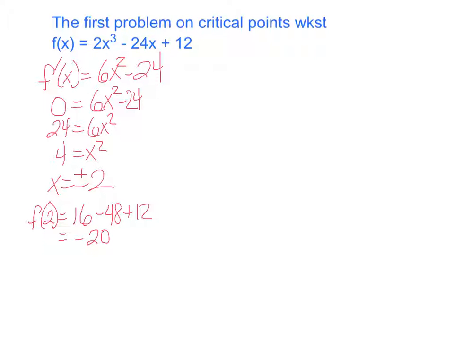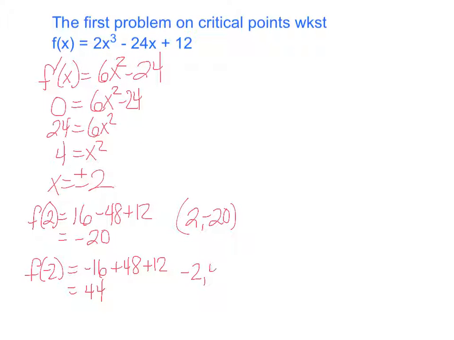I end up with a point 2, negative 20. And then when I do f of negative 2, negative 2, 44. Now which one's which? What's a max? What's a min? Go back to the original. It's a cubic. It's going to look like this. And that's not accurate at all, but just recognize the point further to the left is going to be your max, and the point further to the right is your min. So let's clarify on this, that this is going to be my maximum, and this is my minimum, which actually makes sense.